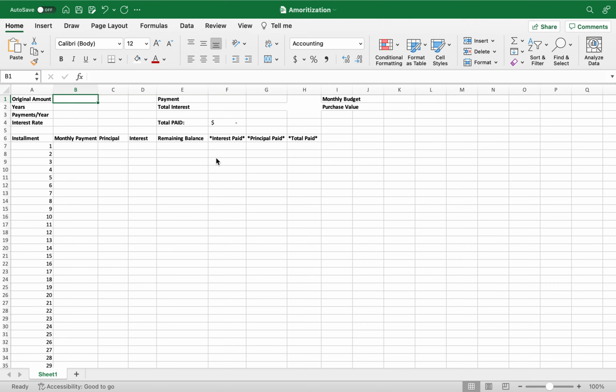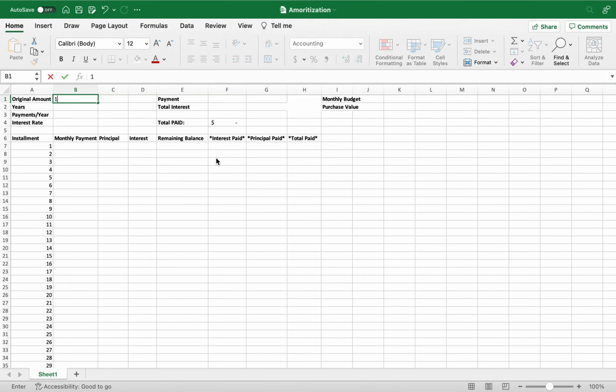Today, we're going to go over how to create an amortization table within Excel. The benefit of this is that, unlike an amortization tool that you can get online, this is going to allow you to play around a little bit with the numbers. As you can see, I've already set up a rough template that we're going to be working with. Now we're just going to go ahead and put in some of the equations and numbers.